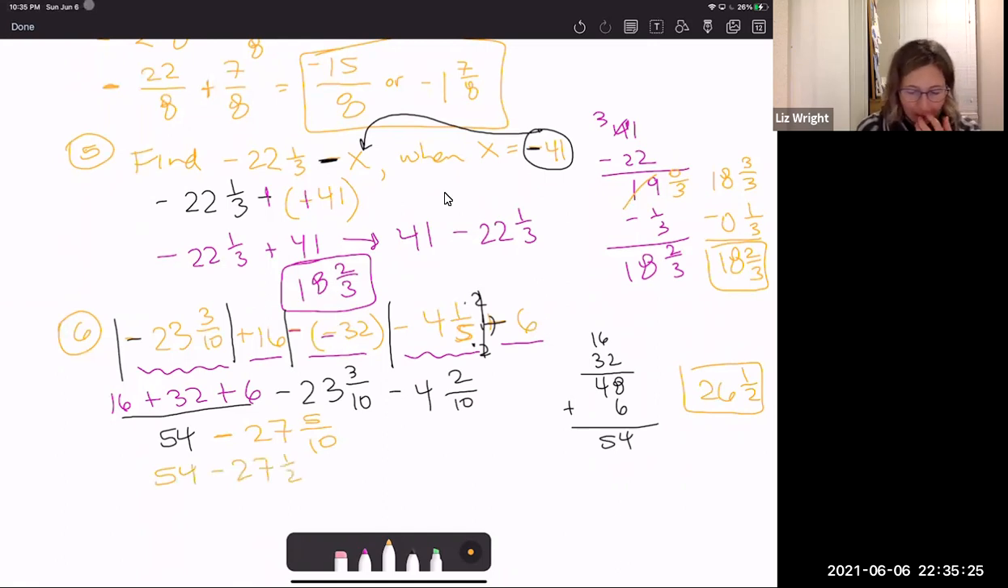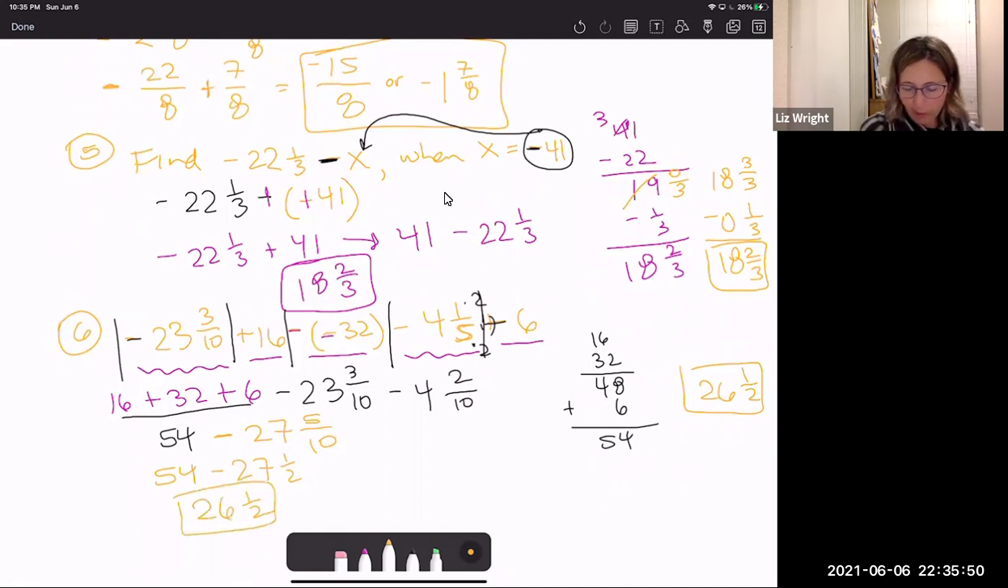And if you want, at this point, you could punch it into your calculator and double check. You could say, let's check it: 54 minus 27.5, and bingo, that gets me 26.5. And that's your answer. 26 and 1/2 is the answer.